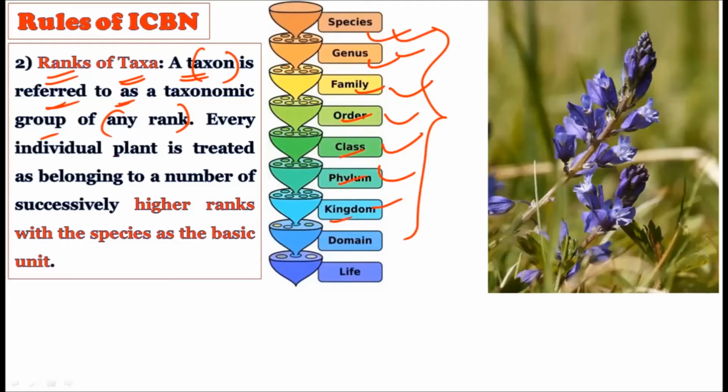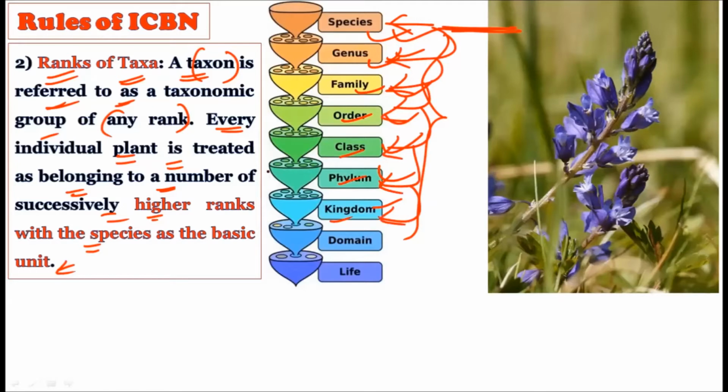Every individual plant is treated as belonging to a number of successively higher ranks, with the species as its basic unit. So every plant species which is described should have the lowest species name, and it should belong successively to the genus, family, order, class, phylum, kingdom, etc. It should be placed systematically as we go higher in the classification: at the species level it is the basic unit, and after the species we have the genus, then the family, then the order, then the class, then the phylum, and then the kingdom.